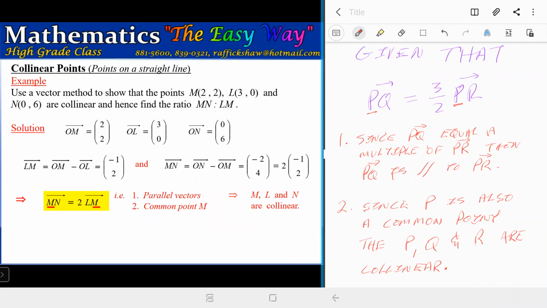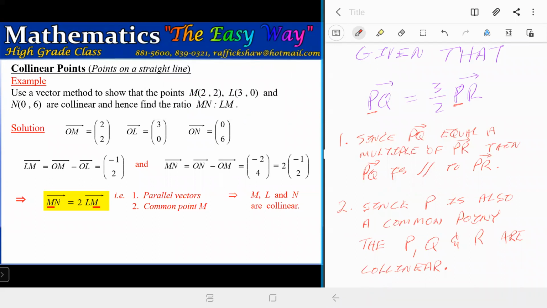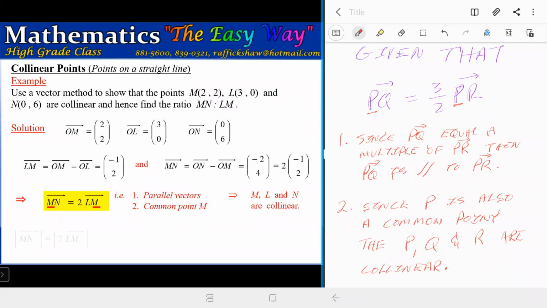To get the ratio now, the next part is for us to get this ratio. To get that ratio, what we have to do is take the modulus of both sides of this equation, this vector equation right here. Take the modulus of both sides. See there? Take the modulus of both sides, and you drop off the arrow.